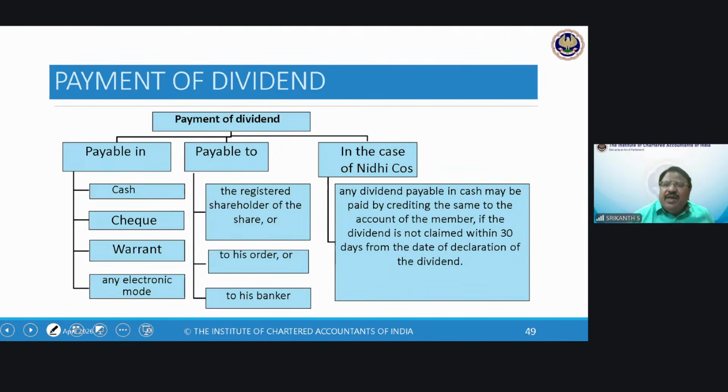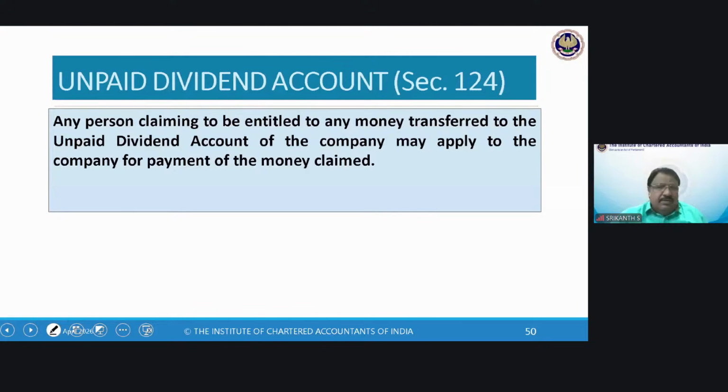So in terms of dividend, after Nidhi company, normally only banks can open a savings bank account, an SB account, only a scheduled bank. A Nidhi company can also operate an SB account for the member, so that any amount will be credited into that account, and there will be a passbook and all that. So any dividend can be paid by crediting to the account of the member, in case he doesn't claim it within 30 days from the date of declaration. It's an exemption given for Nidhi companies.